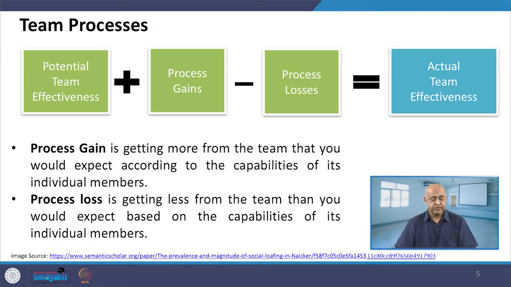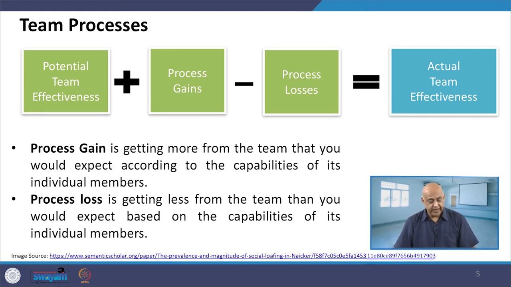So, potential team effectiveness, process gains, process losses, and the potential team effectiveness have been very graphically and nicely explained. Process gain is getting more from the team than you would expect according to the capabilities of its individual members. Naturally, it will depend on the individual members of that particular team. And process loss is getting less from the team than you would expect based on the capabilities of its individual members.